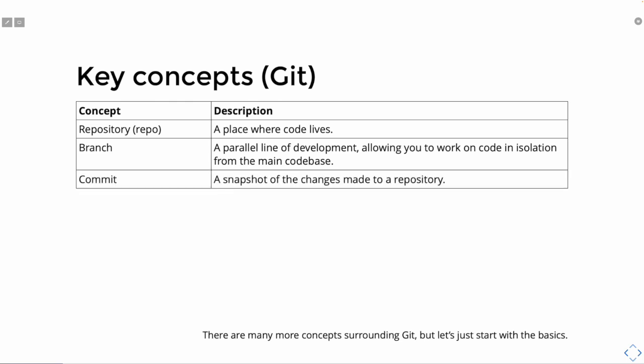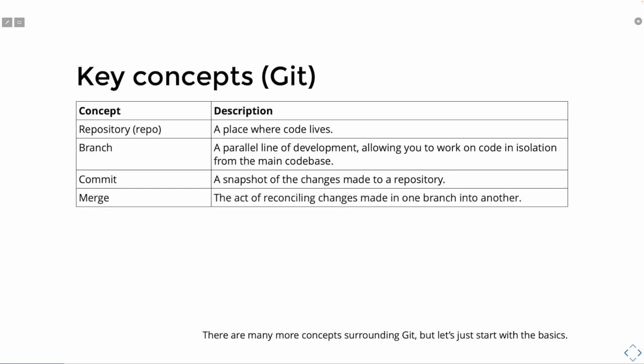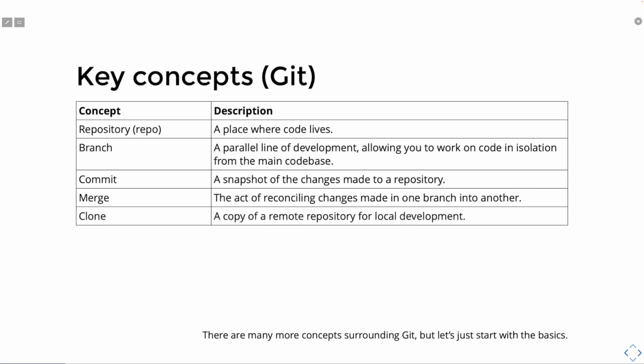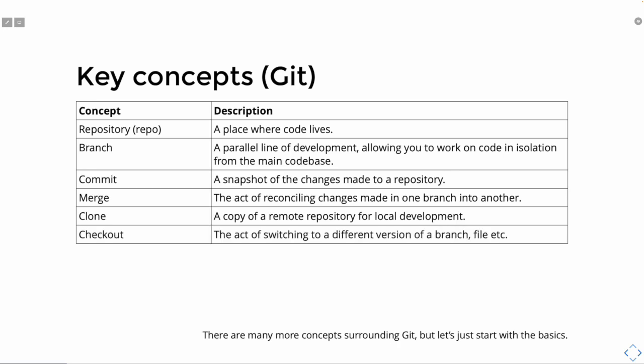A commit is a snapshot of the changes that you have made to a given repository on a given branch. Merge is the act of reconciling changes made in one branch into another, such as bringing changes from your branch back into the main or vice versa. Clone is a copy of a remote repository for local development. Checkout is the act of switching to a different version of a branch or a file, etc.